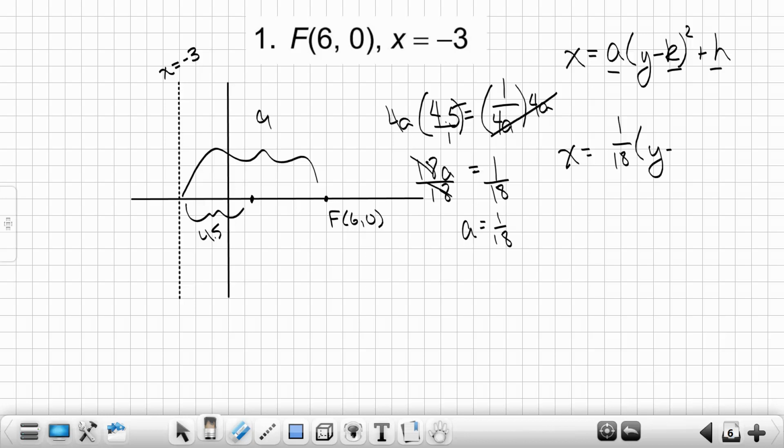Y minus 0 squared plus 6. Yeah, that can be simplified, and I'm going to simplify it in a second.